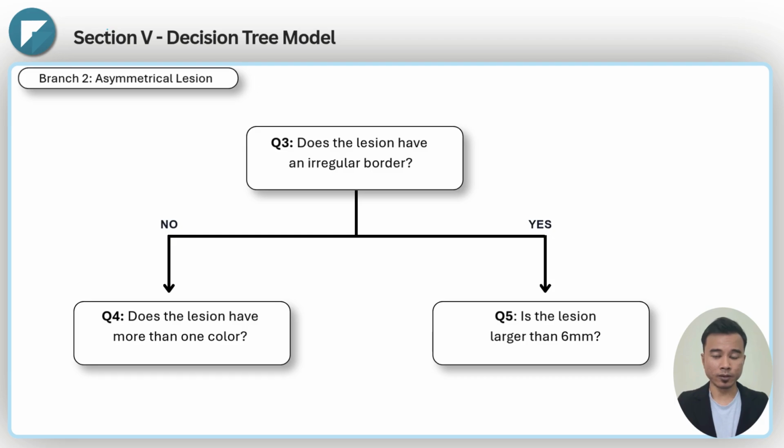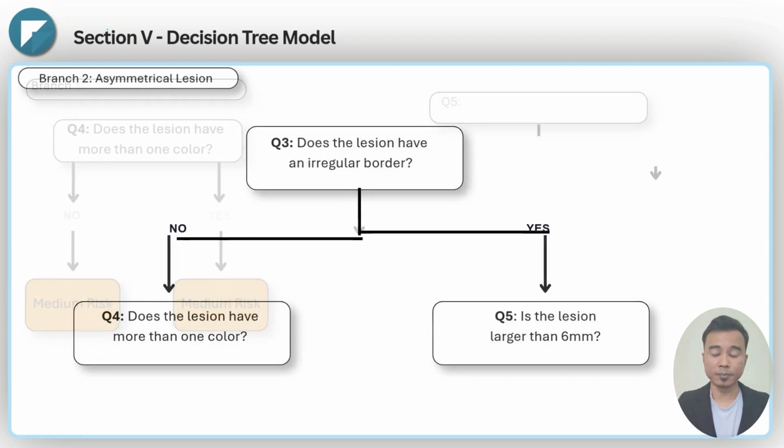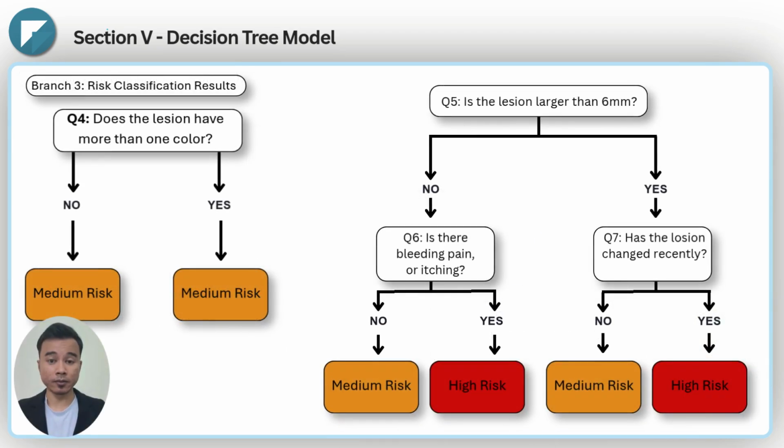If the answer to question 1 is yes, the system continues to question 3, which checks whether the lesion has an irregular border. If the border is not irregular, the AI moves to question 4 to check color variation. But if the border is irregular, the system moves to question 5 to check whether the lesion is larger than 6 mm. This branch shows the final risk classification result. For question 4, whether the answer is yes or no, the lesion will be classified as medium risk.